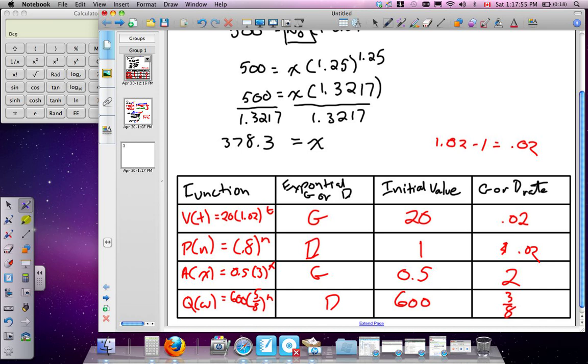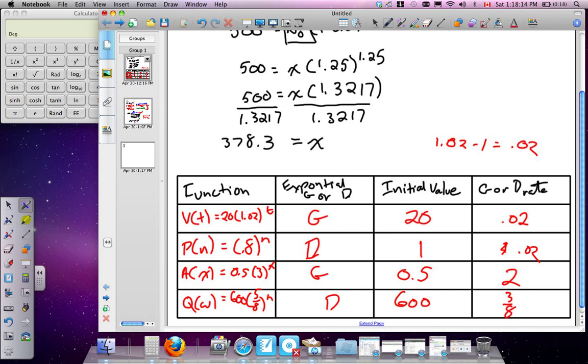Initial value here, there's no number, but you assume it's a 1, not a 0. If it's a 0, it would multiply to equal 0, and it'll always end up being 0. Our answer won't be that in this case. Because B is less than 1, it's a decay rate.